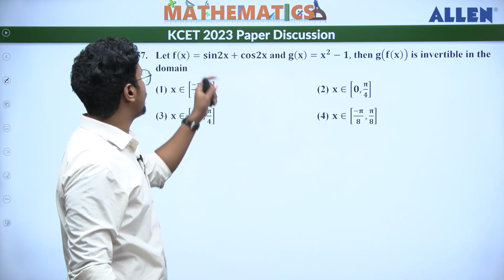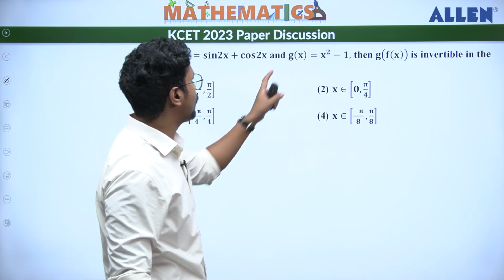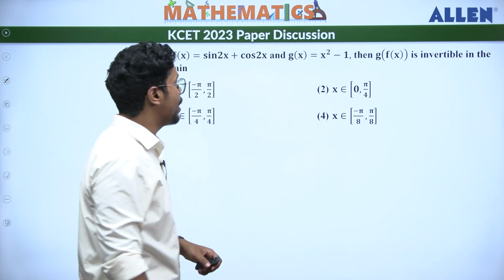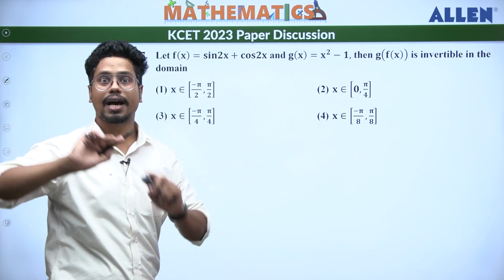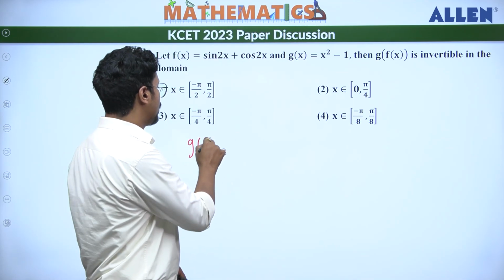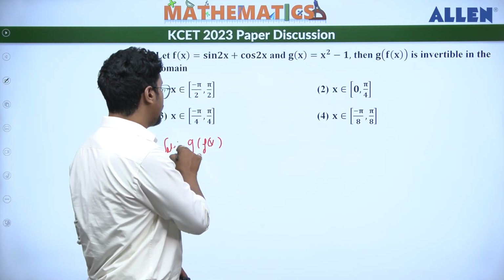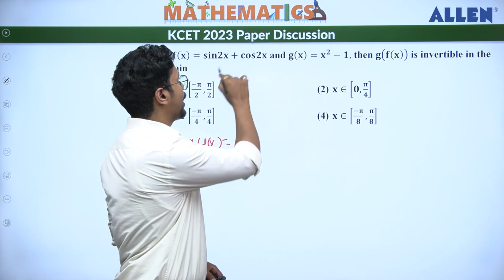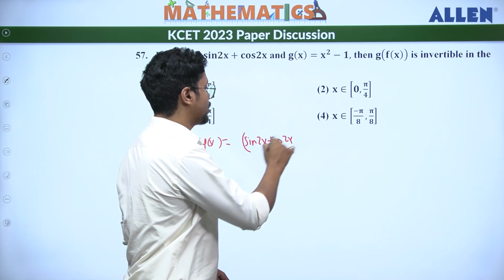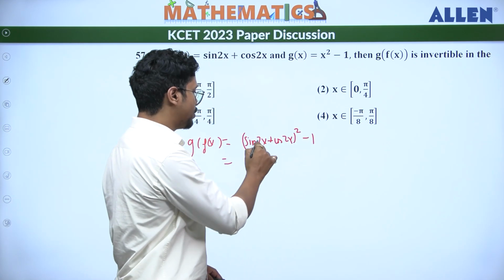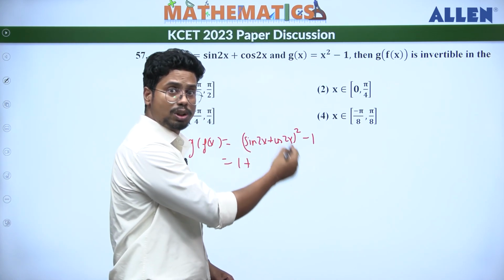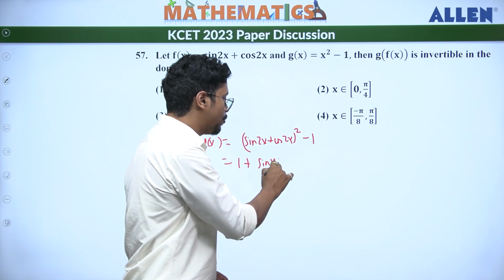Next question is, let f of x equal to sin 2x plus cos 2x, g of x equal to x square minus 1, then g of f of x is invertible in the domain. Invertible means it will be 1-1 and onto. Let us calculate the value of g of f of x. It will be (sin 2x plus cos 2x) whole square minus 1. This will become sin square 2x plus cos square 2x, which is 1, plus 2 times sin 2x cos 2x, which is sin 4x, minus 1.